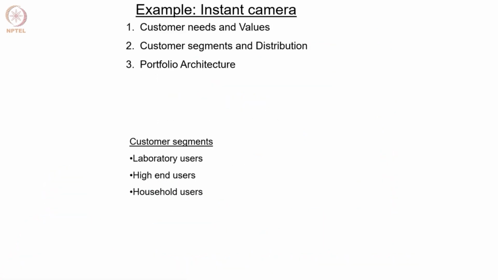Let us take one more example, which is an instant camera. Most of you must have seen instant cameras, though it is not very popular nowadays. It was very popular a few years back, and then again it is slowly coming back in the market. So, we look at the requirements of this camera and then see how the architecture can be decided. As we do the customer need analysis, needs and values, then the segments and distribution, and then look at the portfolio architecture. In this case we can identify 3 market segments.